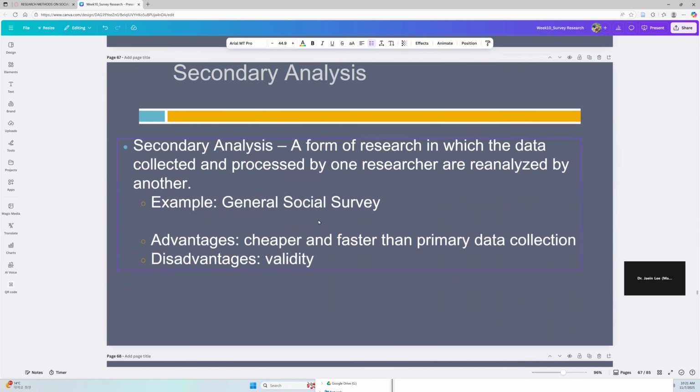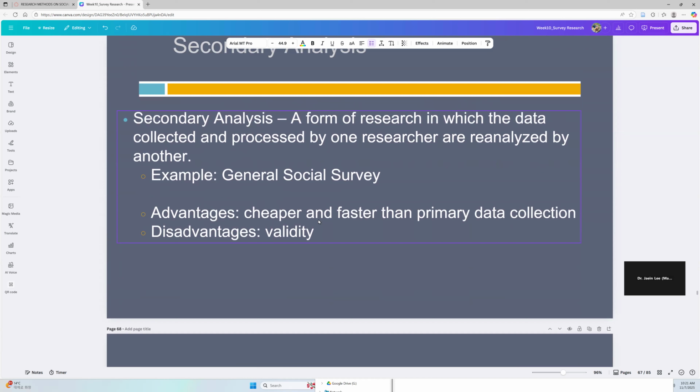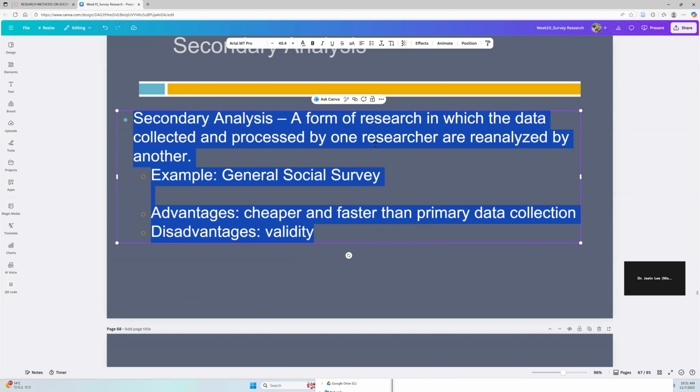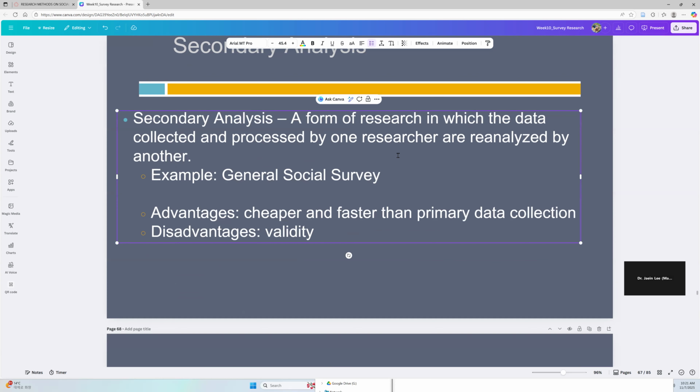And secondary analysis might be one way. So if you go to grad school, you will learn that a lot. But if I show you some of the examples from the General Social Survey, that's secondary data, because I'm not the first one who handles the data, who collects the data, but I'm using the already collected data. Advantages: cheaper and faster than primary data collection.